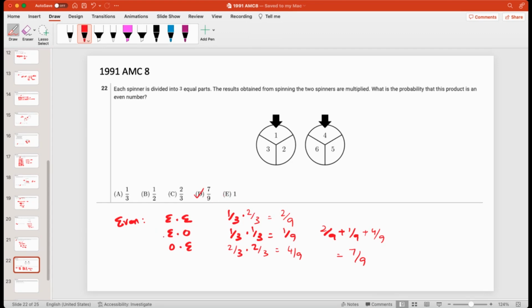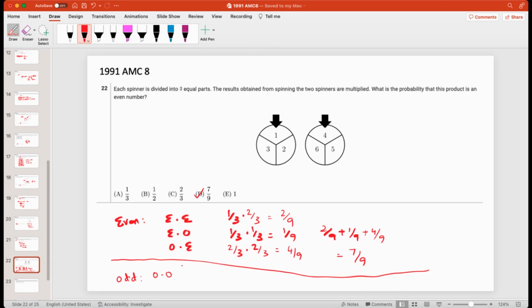Now there's a simpler way of doing this, right? For even, I have 3 cases, and this is the way we have done it now. I'm showing an alternate way. So if I say odd, then what will happen? Odd will be only odd into odd, right? Is there any other possibility for getting an odd number?